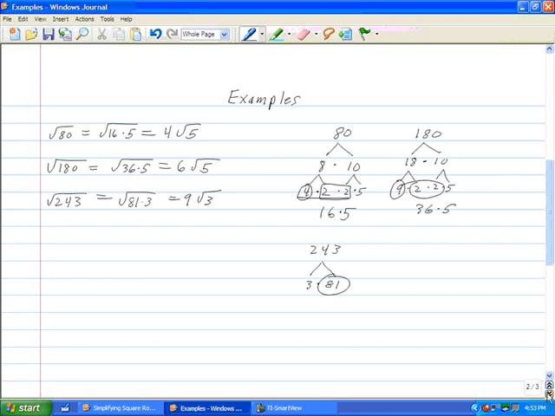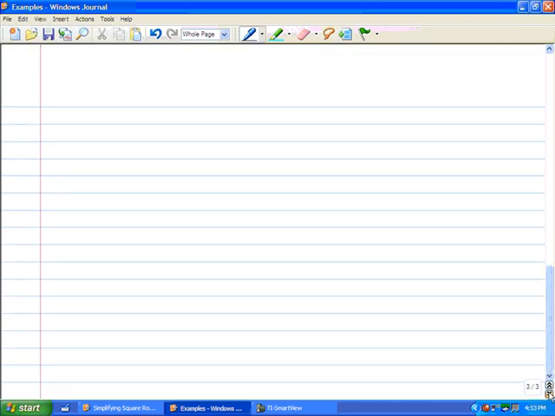Let's look and see how it works with the variables. Now remember, an even power means your variable is a perfect square. So what about the odd powers? What do we do?